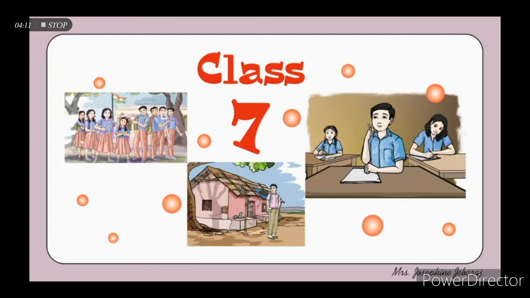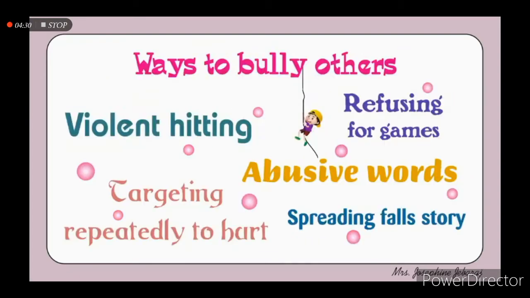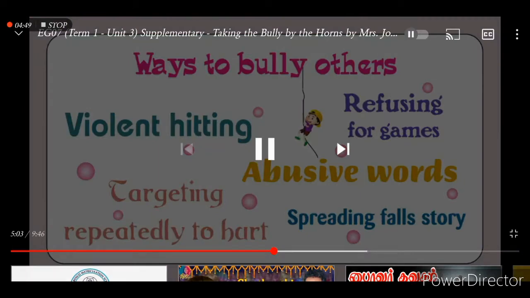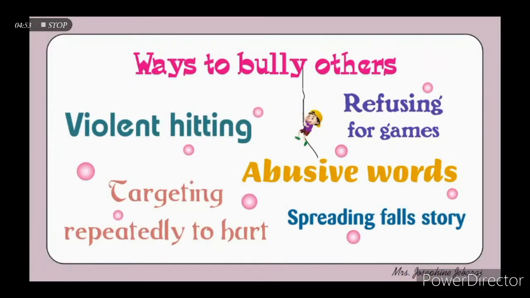Here in this lesson, maybe Ajay is unhappy with his performance in the exams, or maybe Meena doesn't like her big ears and doesn't want anyone to notice them. So they turn their attention to Anu, who is very quiet. Here, we read the ways they bully. Number one, it is not always violent hitting or abusive words. Number two, refusing a particular child for games. Number three, spreading false stories about someone causing sadness. Number four, targeting repeatedly to hurt without understanding that our actions always have consequences.